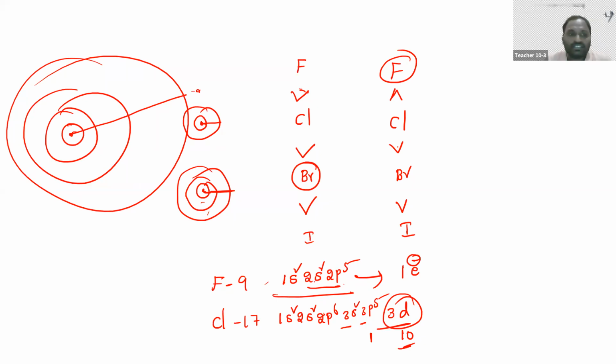So that is the reason. Not only in this group, every second element or every third period element in the group has more electron affinity than the first element. Afterwards, it follows a regular order.